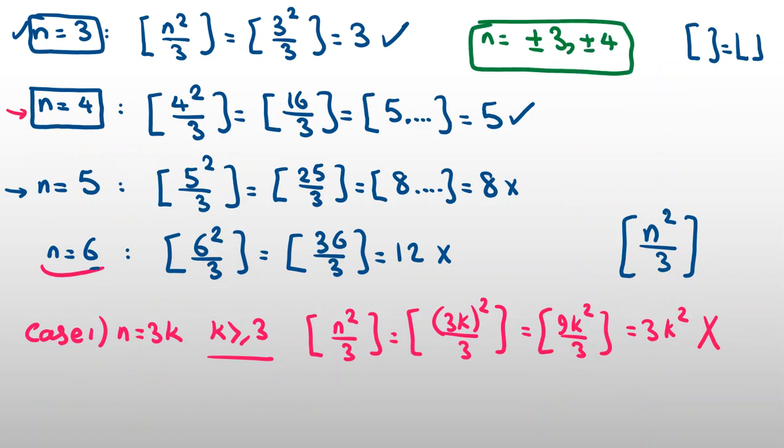Let me write the homework for you. Consider the integer part of n cubed over 3 is prime, and try to find all integers n for which this creates a prime number. Comment your answers below this video. If you have other solutions again, you can comment right below this video.